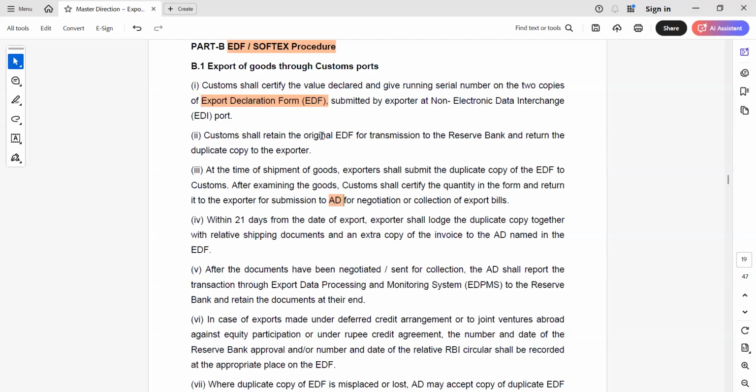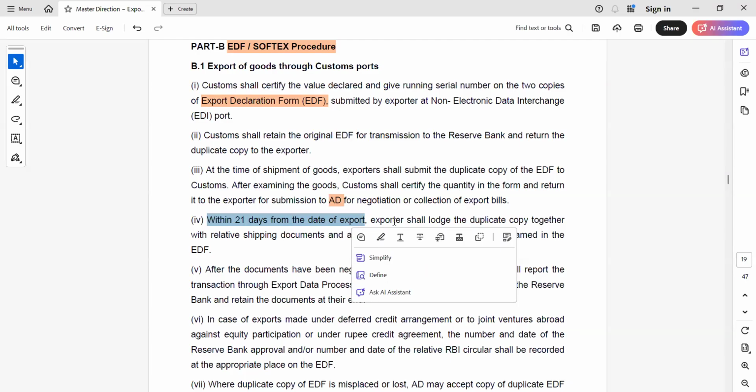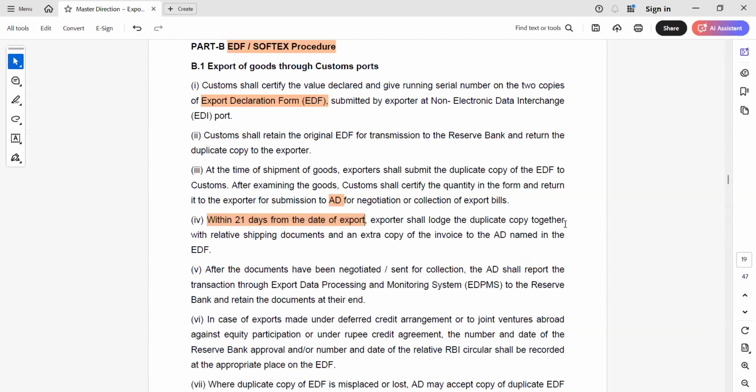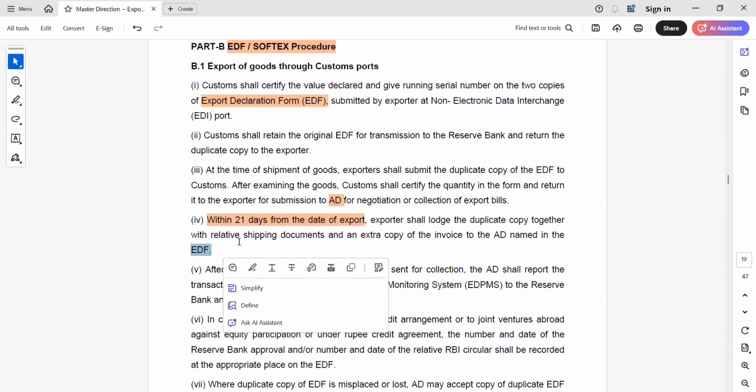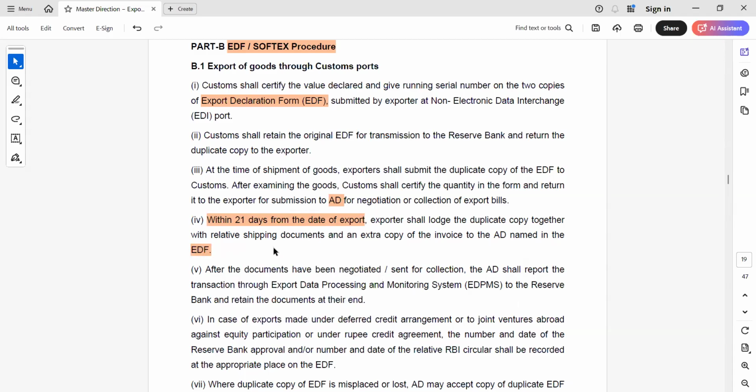Okay, so once they give the form, that will be certified by the customs officer, and after that it will be returned to the exporter. So within 21 days from the date of export, the exporter shall lodge the duplicate copy together with the relative shipping documents and an extra copy of the invoice to the AD named in the EDF. So EDF is the export declaration form, that is the shipping bill. So friends, on the shipping bill every detail should be there, and that is compulsory. Okay, so in the shipping bill details will be there.